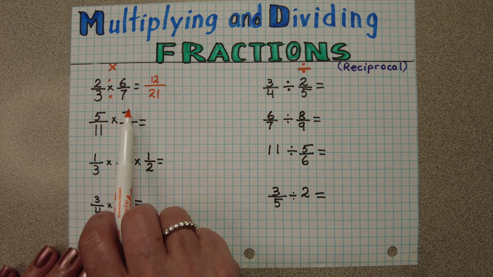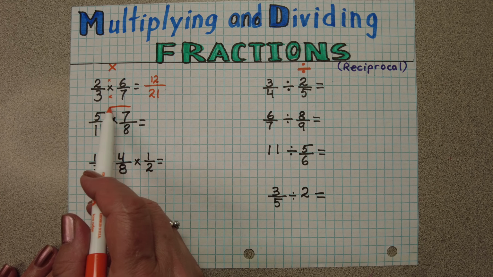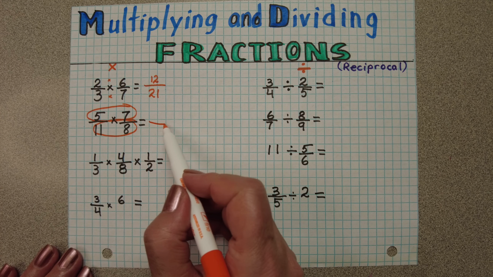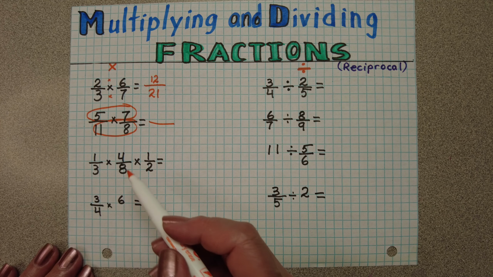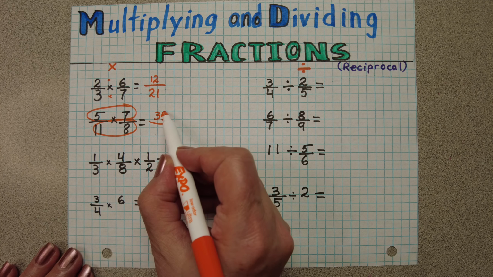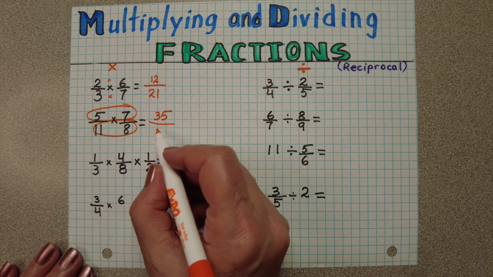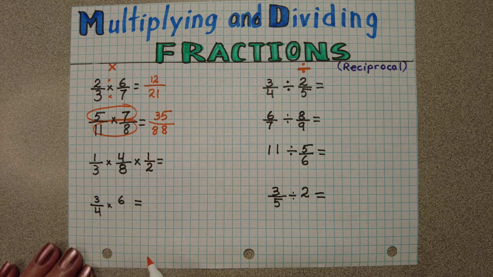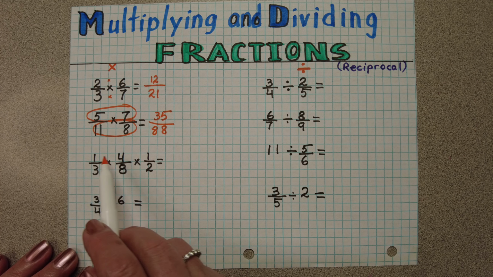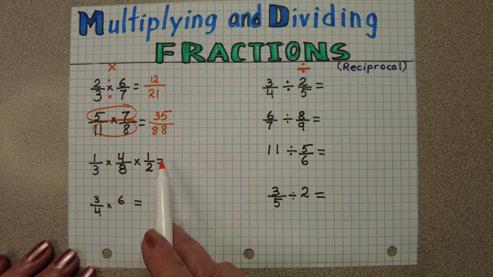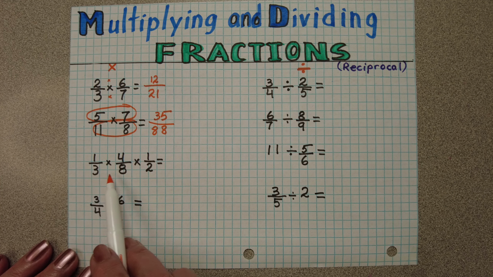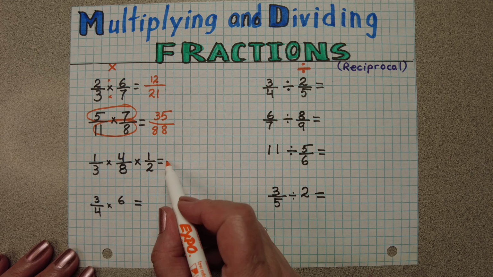5 over 11 times 7 over 8. We multiply numerator with numerator, denominator with denominator, and write the answer. You just need to know the multiplication table. 5 times 7 is 35. 11 times 8 is 88. That's it. In this case, we have 3 fractions. It doesn't matter how many fractions you have. The rule is the same for this one also. You multiply all numerators together and you multiply all denominators together and get the answer.